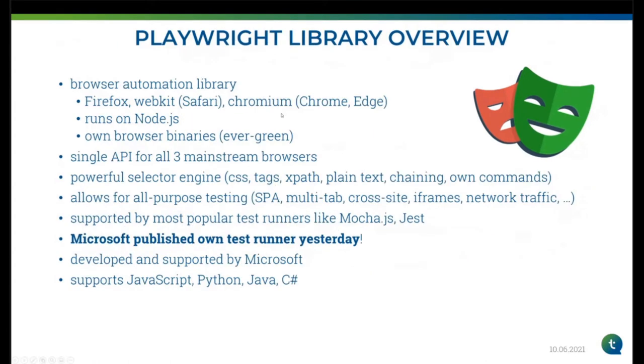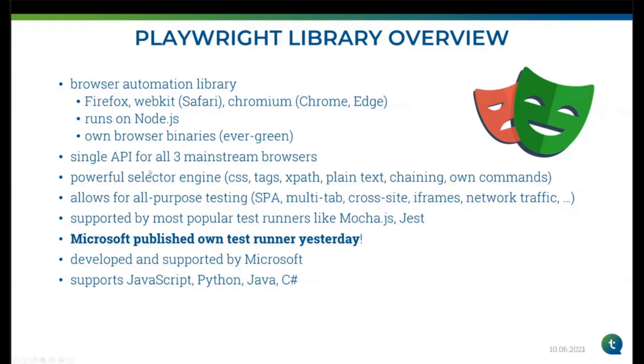So now about Playwright. Playwright is a fairly new browser automation library. It's developed by Microsoft, and it basically allows you to test or automate Firefox, WebKit, or Chromium. It runs on Node.js, and it distributes its own browser binaries, which are evergreen. So you don't have to take care of having your own browser set up. You don't have to worry about web drivers and so on. It provides you a single API for all of these browsers, so there are no methods or options which are browser dependent.